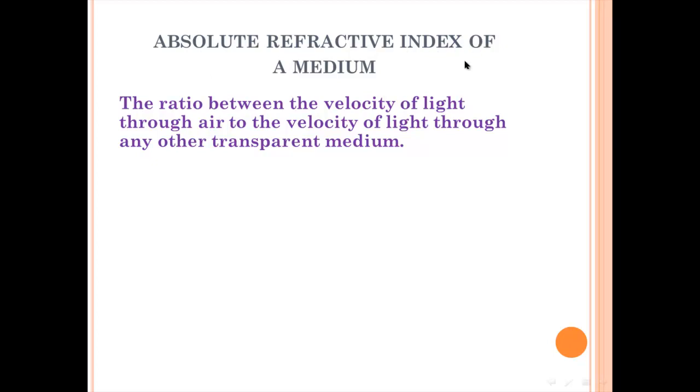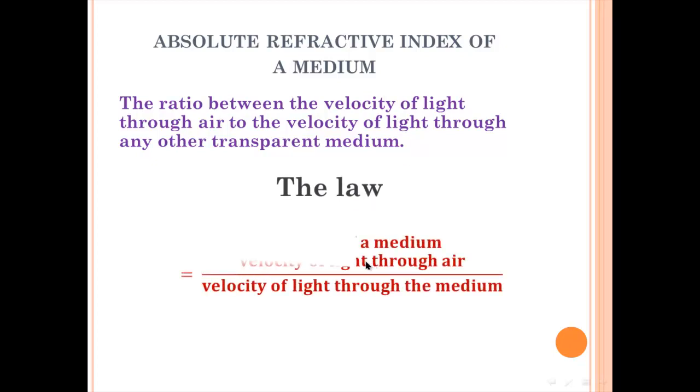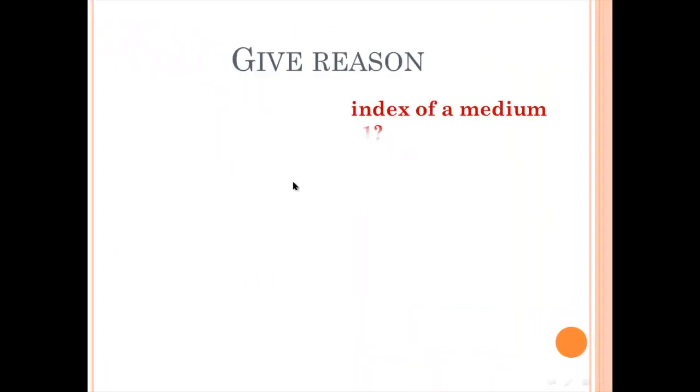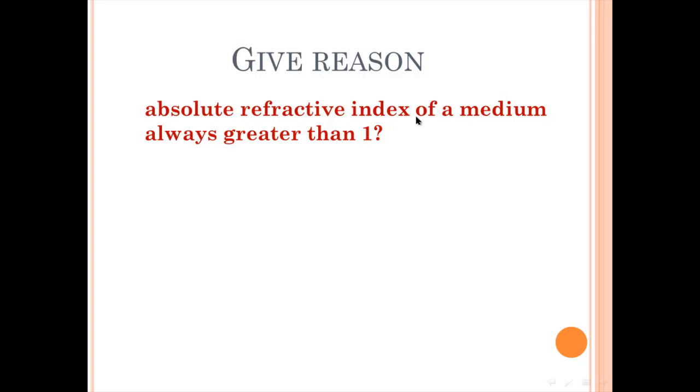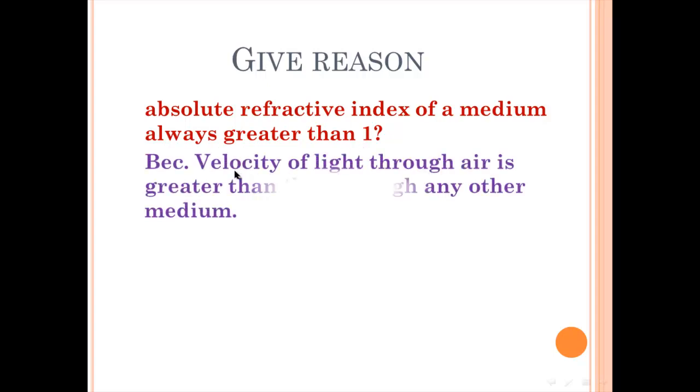How can we calculate the absolute refractive index? It is the ratio between the velocity of light through air to the velocity of light through the medium. Again, velocity of light through air over the velocity of light through the medium, because it is a ratio. So, give reason. The absolute refractive index of a medium is always greater than 1, because the velocity of light through air is greater than that through any other medium.